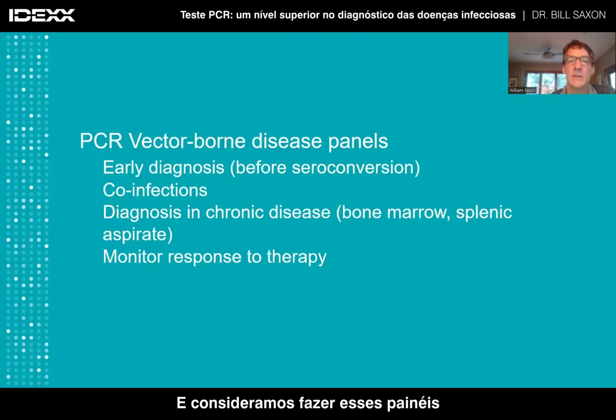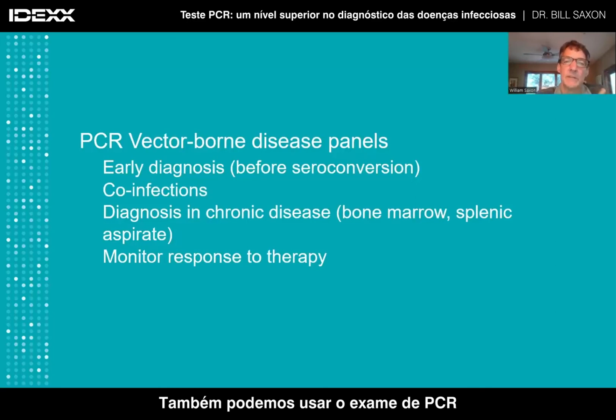And we consider running these panels in acute presentations like Jackson, also to detect co-infections, which are common. And we especially suspect co-infections when we either have an unusually severe form of a vector-borne disease, or we've given doxycycline for 2 or 3 days and we've not seen any response. Okay, those are the classic signs that perhaps there's a co-infection in this dog.